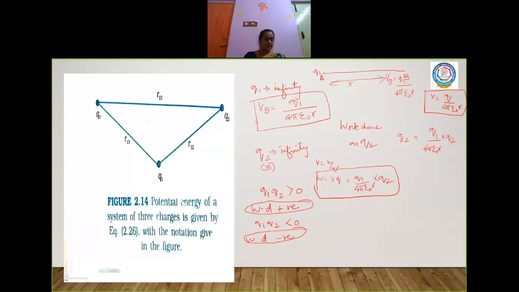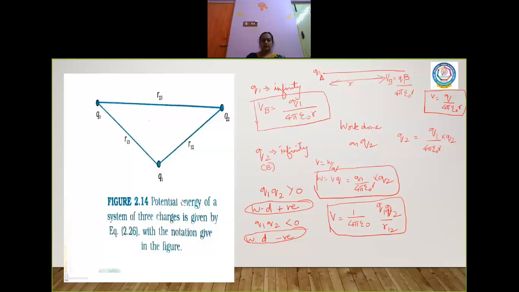Now what is the potential energy? The potential energy due to a system of charges is 1 by 4 pi epsilon naught, Q1 Q2 by R12. So this is the potential energy. Yes or no? This is with respect to two charges. Sorry, here I should have Q1 Q2.